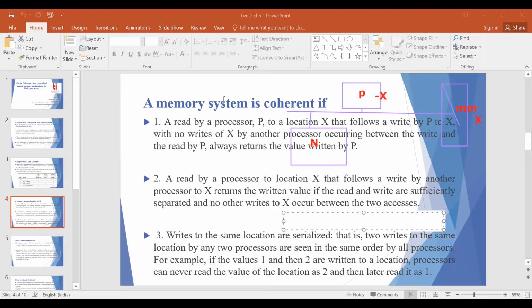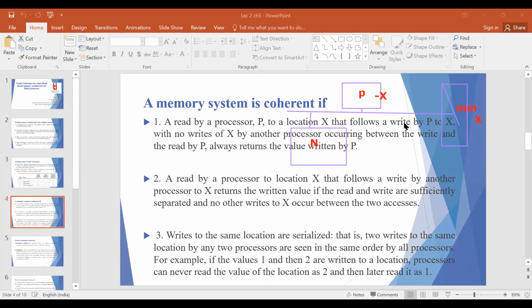Now it says that a read by processor P to a location X, right? It read this location, and then followed by a write by P to X. So now it has updated it, with no writes of X by any other processor. The other processor did not touch it, right? And then with no writes of X by any other processor occurring between the write and read, P always returns the value which is written by P. Whatever value has been written, the updated value should be returned by N when it wants to read X, and by the main memory also. So this is what cache coherence says.